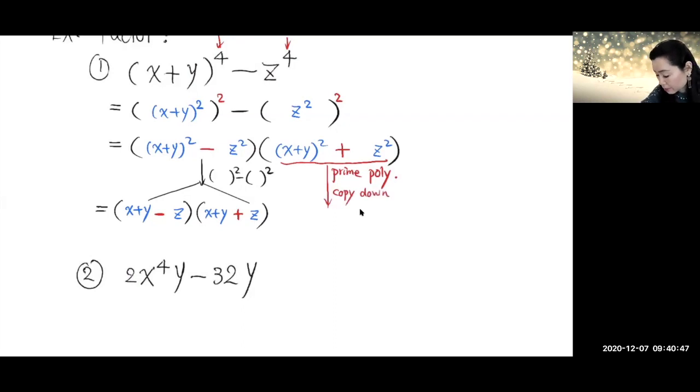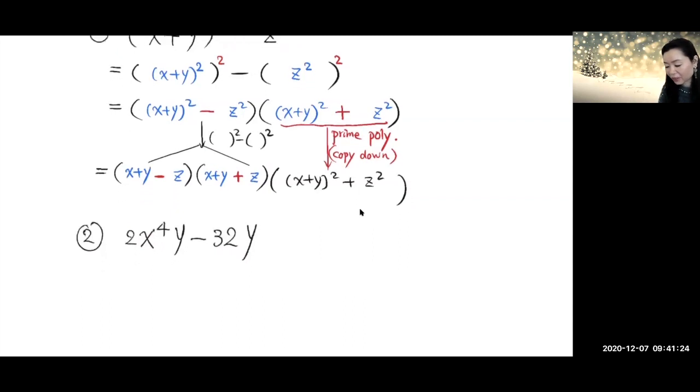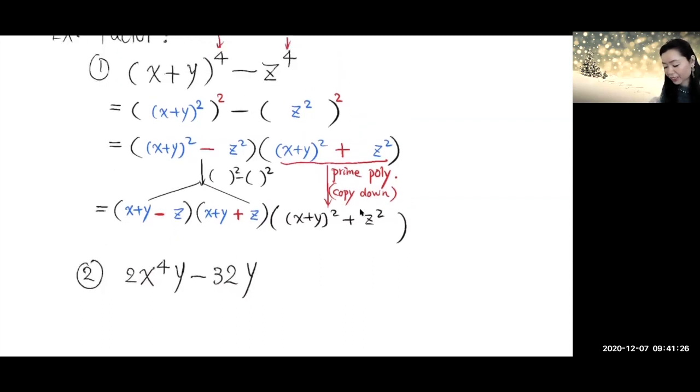So we got this: x plus y square plus z square. So we just copy it down. No change on that one. So a difference of 2 squares could be factored. A sum of 2 squares, if there's no greatest common factor, is a prime polynomial, and you just copy it down like this. It looks kind of long, but you did it. Just do it step by step. You have to factor all the way down until you cannot factor any further.